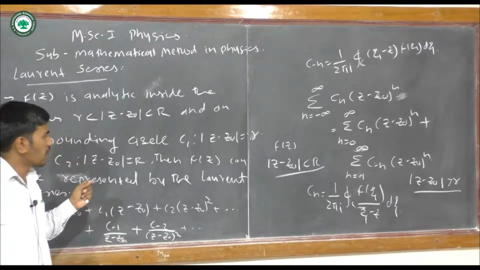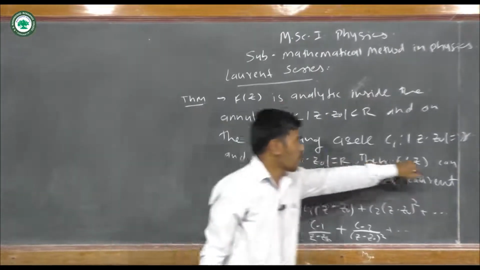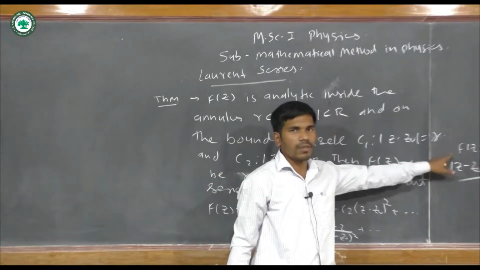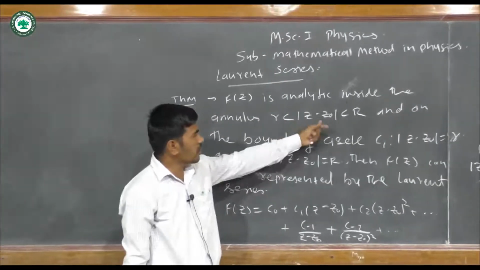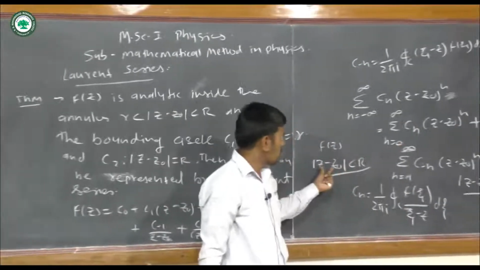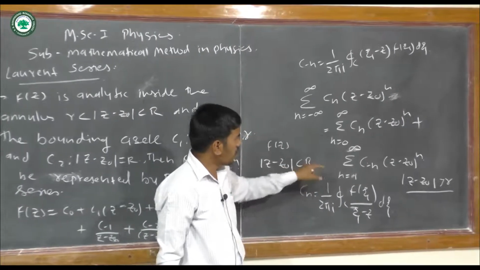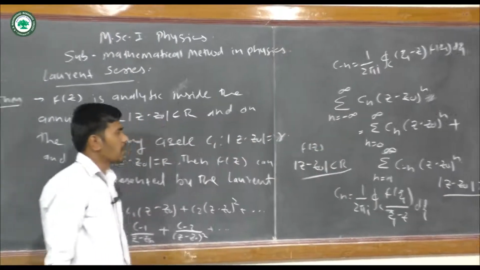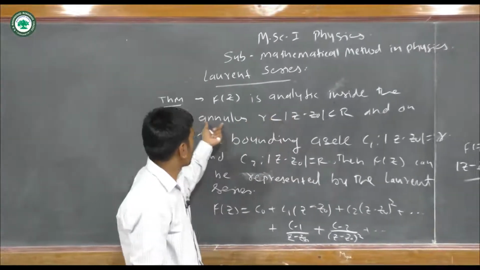Here we are going to prove a theorem: f of z is analytic, meaning the Cauchy-Riemann equations exist, inside the annular region where r is less than the absolute value of z minus z naught, which is less than R. For the first series, the region is the absolute value of z minus z naught less than R, and for the second term the region is the magnitude of z minus z naught greater than the small r. This is the annulus region.